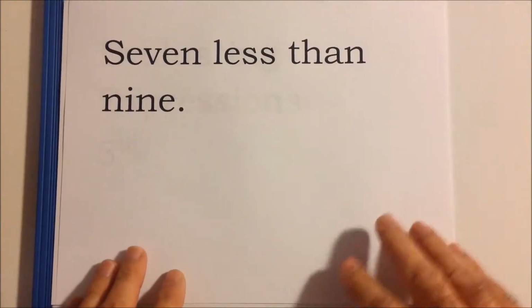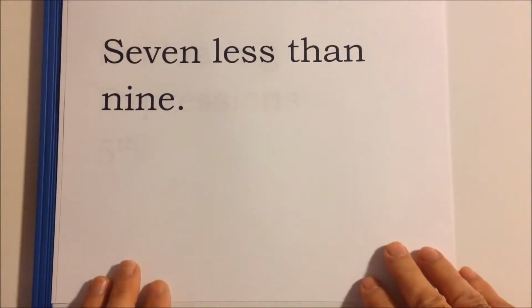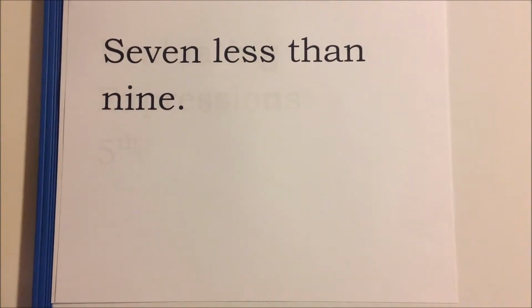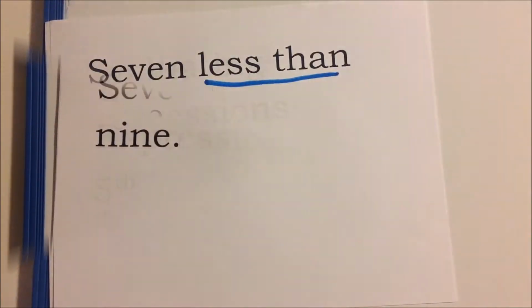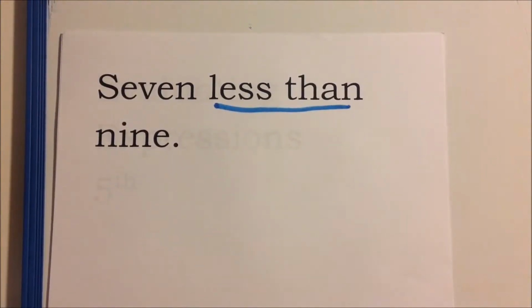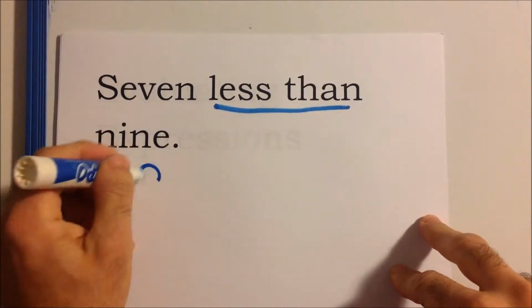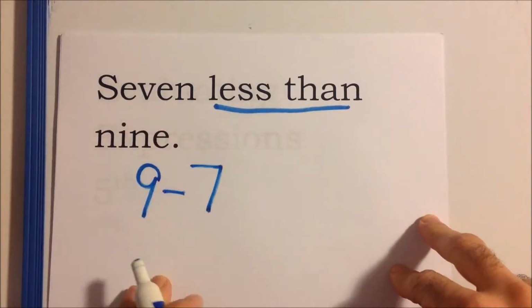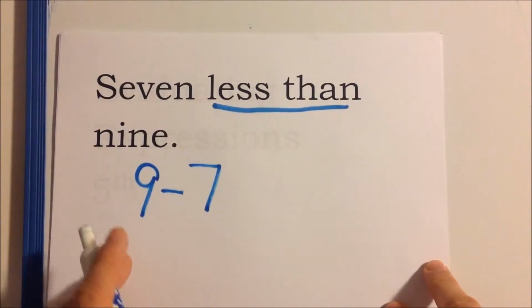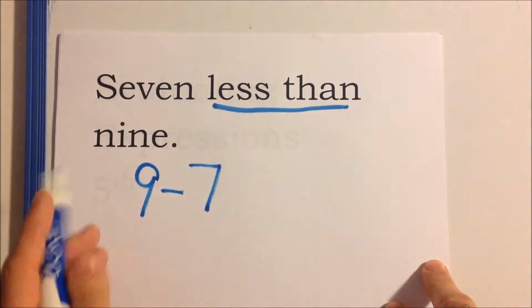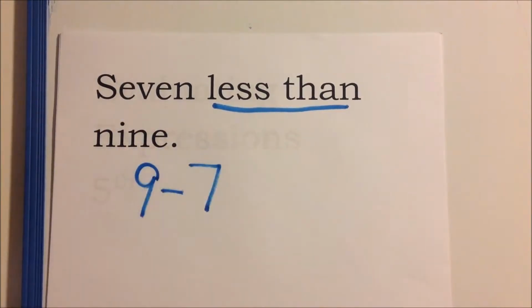When we have 7 less than 9, that was a tricky one that by now we should understand. When you see the less than, be careful. Okay, so 7 less than 9 is actually 9 minus 7. So this is 9 minus 7. 9 decreased by 7, right? Or 7 less than 9. So remember the less than.